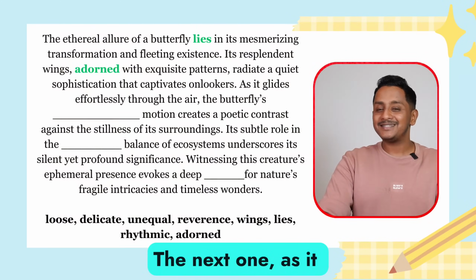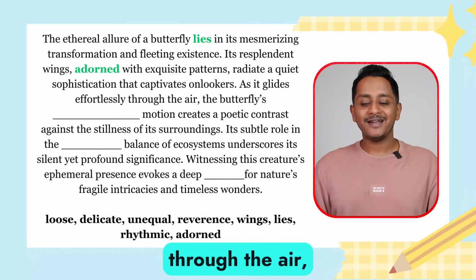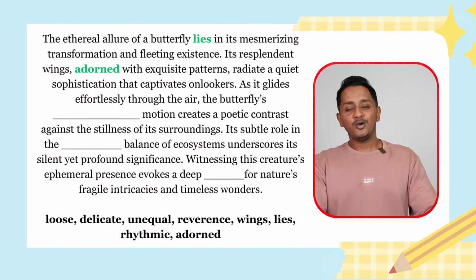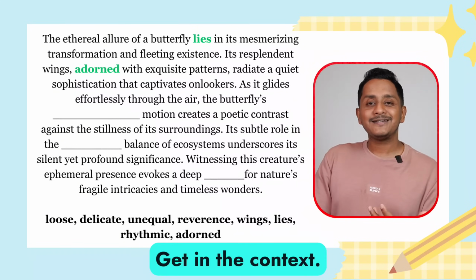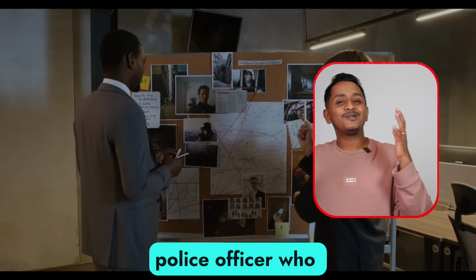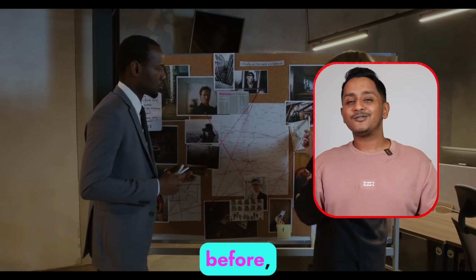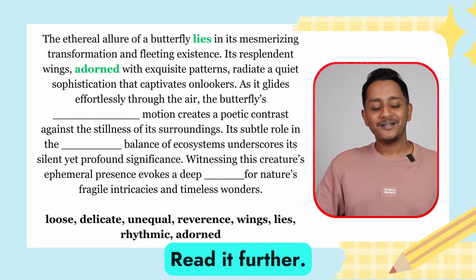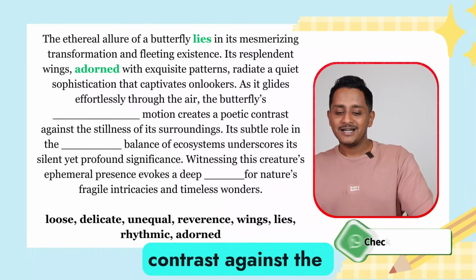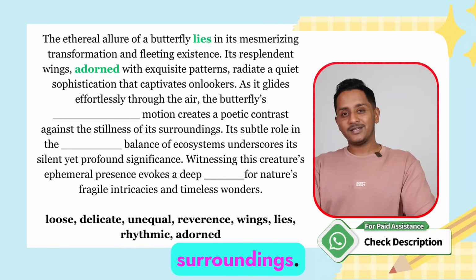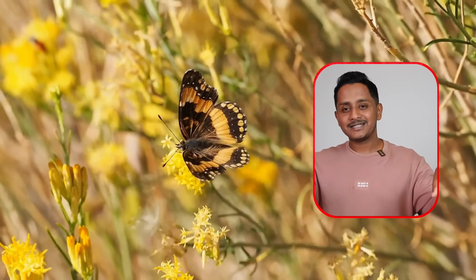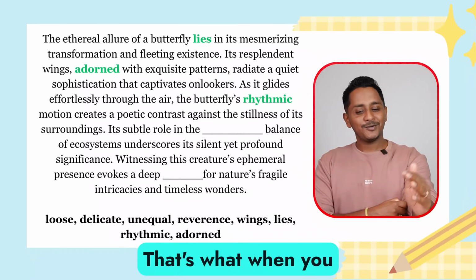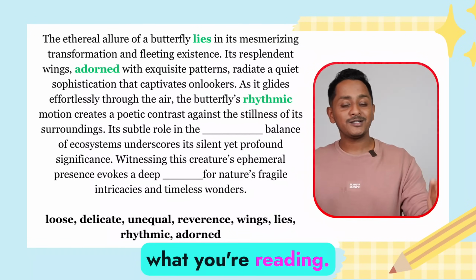The next one: as it glides effortlessly through the air, the butterfly's dash motion. Now I've seen people writing delicate motion, loose motion. What loose motion? Get into the context, find the clues. You become the police officer who finds the clues before taking someone into jail. Correct? What motion? Read it further. Creates a poetic contrast against the stillness of its surroundings. The butterfly. It's a rhythmic motion. Give it a thought. Find the clues.